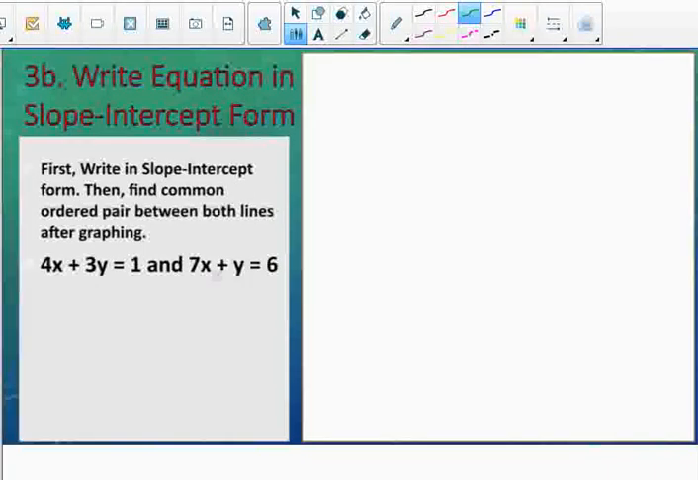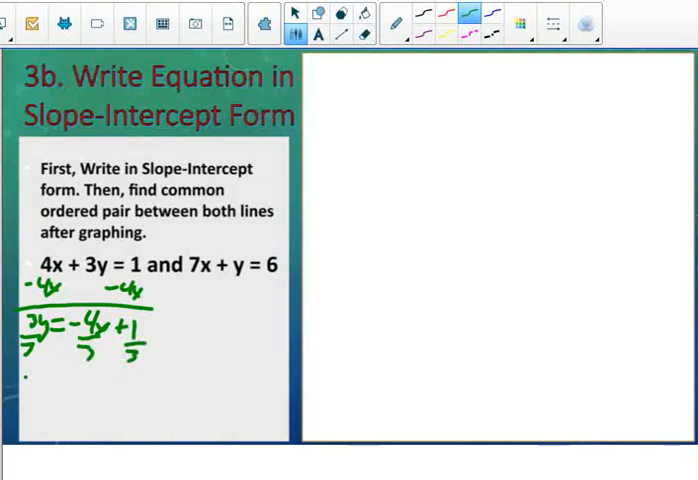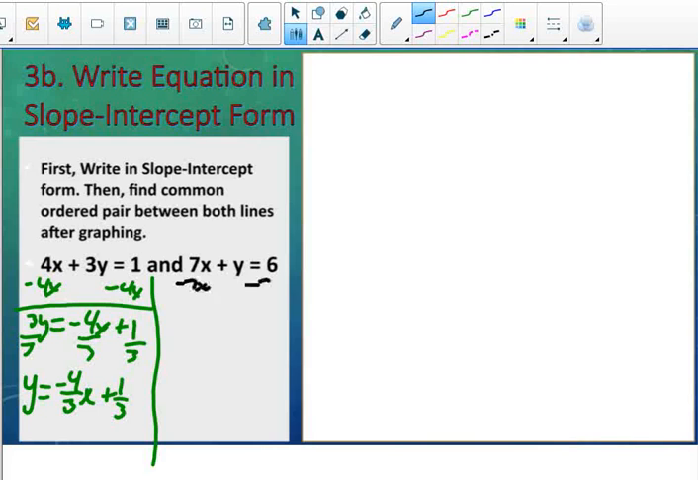And this next one, put them in slope-intercept form first. So let's subtract 4x on both sides. 3y equals negative 4x plus 1. Divide by 3. So I have y equals negative 4/3 x plus 1/3. And here, subtract 7x. And I get y equals negative 7x plus 6.